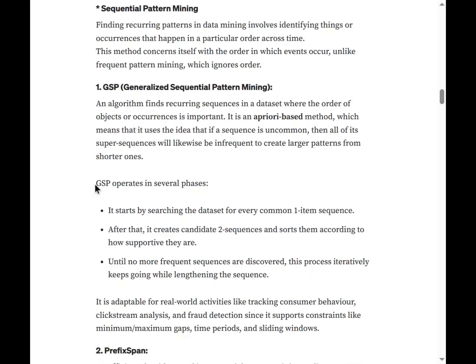One is GSP, generalized sequential pattern mining. That is an algorithm which is based on Apriori. It starts with one sequence and grows, and it will start by searching the dataset for every common one-item sequence. After that, it creates candidate two-sequences and sorts them according to how supportive they are. And until no more frequent sequences are discovered, this process iteratively keeps going on while lengthening the sequence.